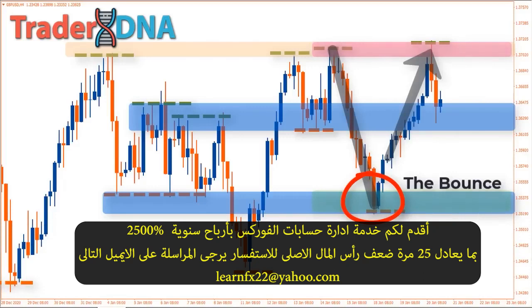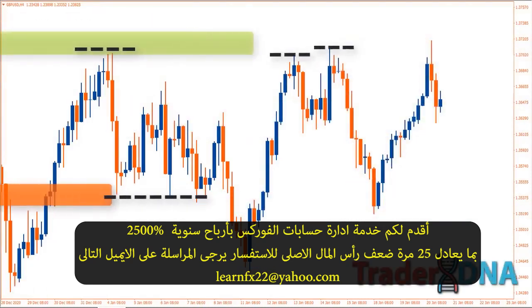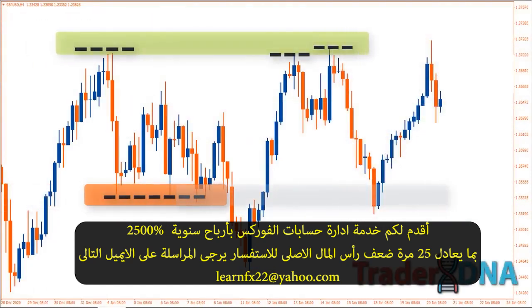When playing the bounce, we want to tilt the odds in our favor and find some sort of confirmation that the support or resistance will hold. For example, instead of simply buying right off the bat, we want to wait for it to bounce first before entering. If you've been looking to go long, you want to wait for it to bounce off support before entering.